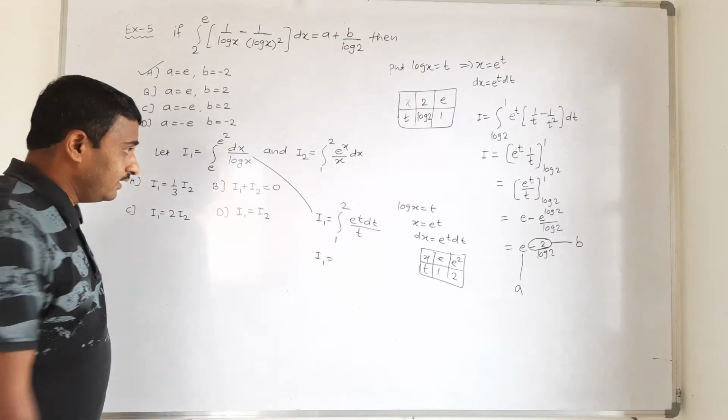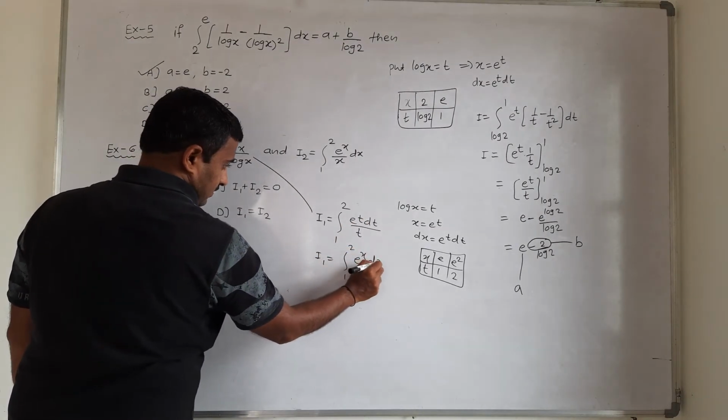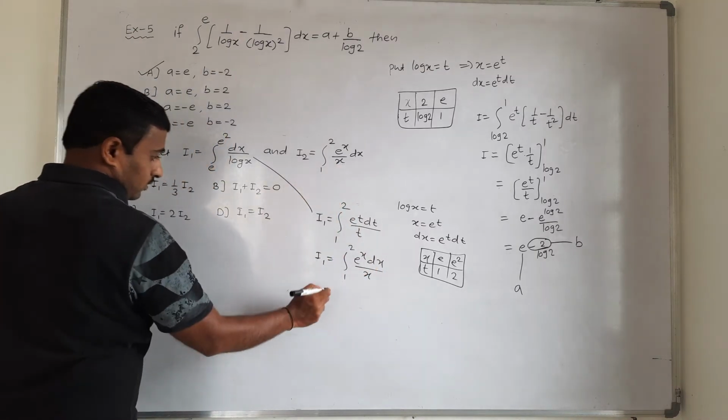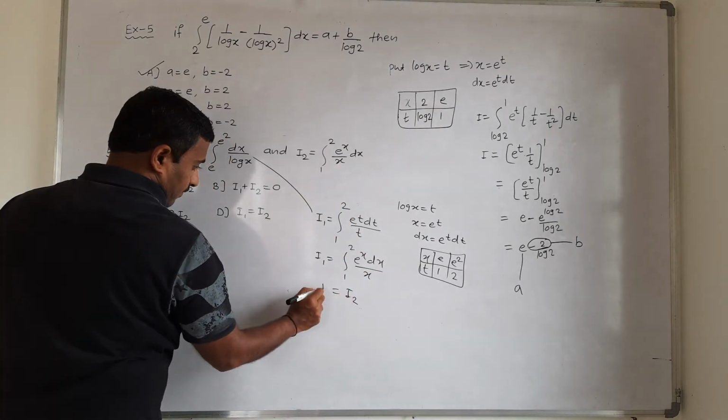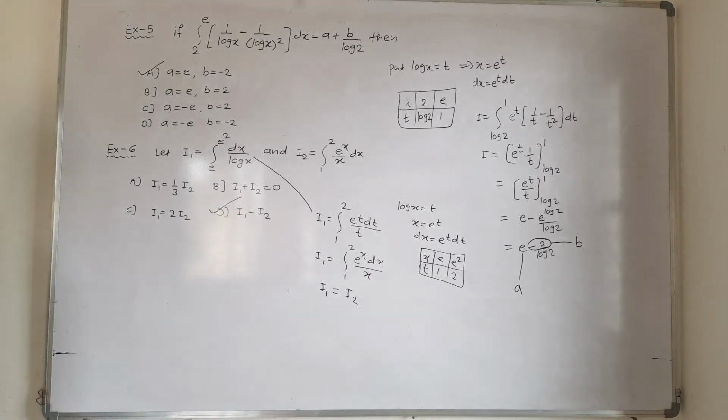कोणता variable आपल्याला टाकता येईल? I write I1 from 1 to 2, instead of t I write x, dx upon x. Now this is nothing but what? I2. That is equal to I2. I1 is equal to I2. That is the D option. I1 is equal to I2.